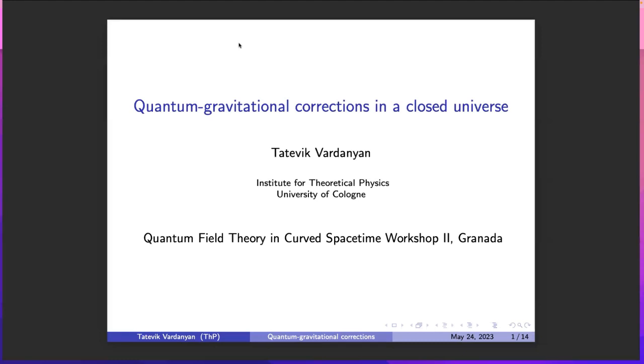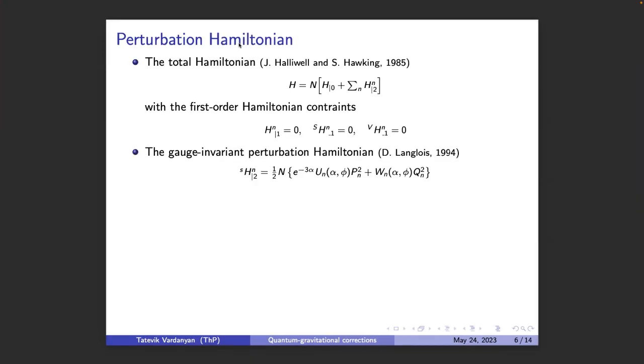The problem with this form is that it is not gauge invariant. To be able to work with physical quantities, we have to introduce a gauge invariant variable. This was done by David Langlois in 1994, and he obtained the following form for the perturbation Hamiltonian. Qn is the gauge invariant variable, Pn is its conjugate momentum, and Un and Wn are some functions of alpha and phi.